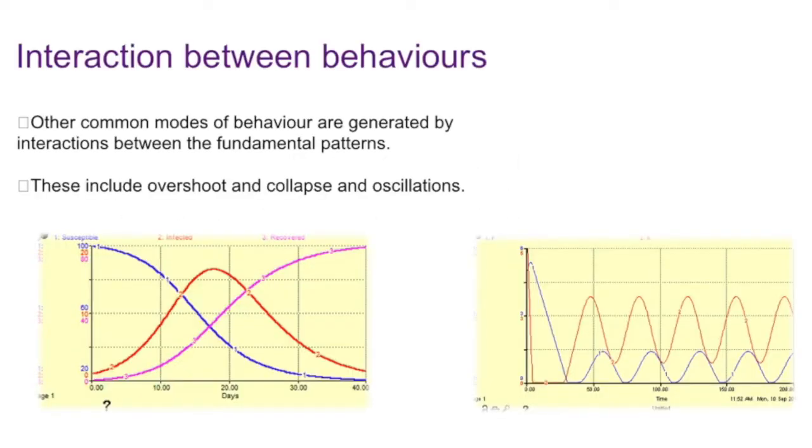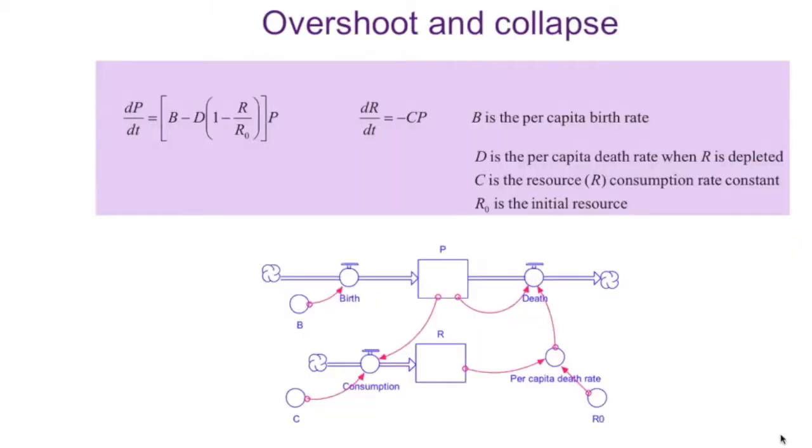So other common modes of behavior are generated by interactions between the fundamental patterns. These include, for instance, overshoot and collapse, and also oscillations that depend on one stock over the other one. So the first example that we are going to discuss is overshoot and collapse. Overshoot and collapse occurs when one stock depends on the other one, but the other one has a limited resource, okay?